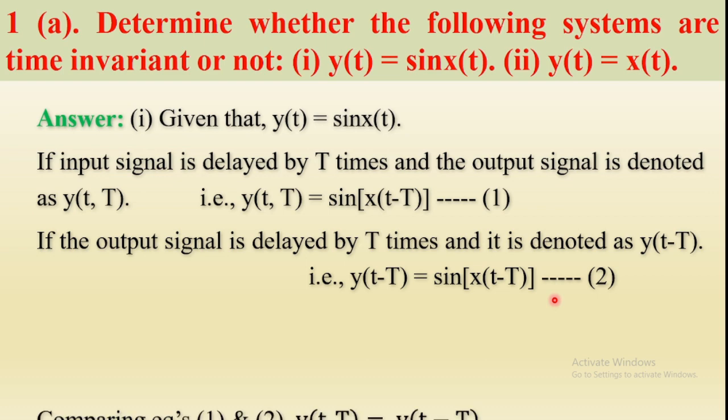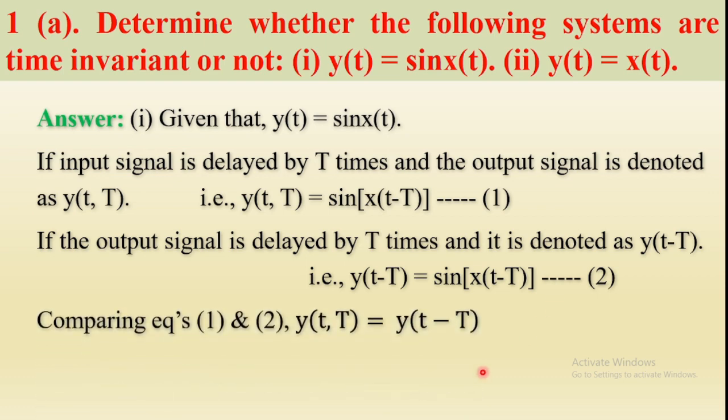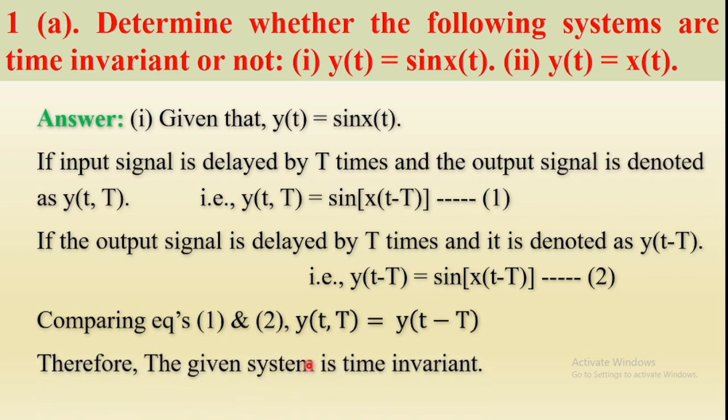Now comparing equation 1 and equation 2, equation 1 is equal to equation 2. That is, y of t comma capital T is equal to y of t minus capital T. So the time invariant system condition is satisfied. Hence the given system is a time invariant system. This is the explanation of the first bit.